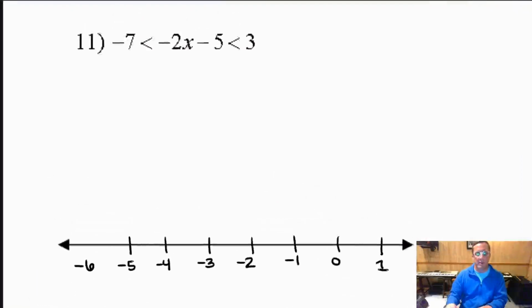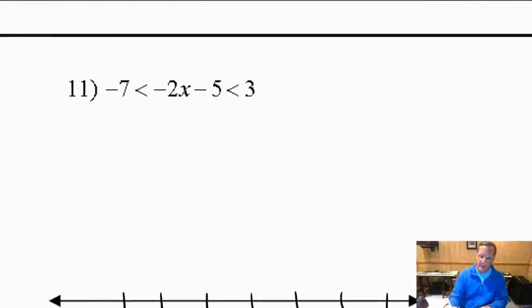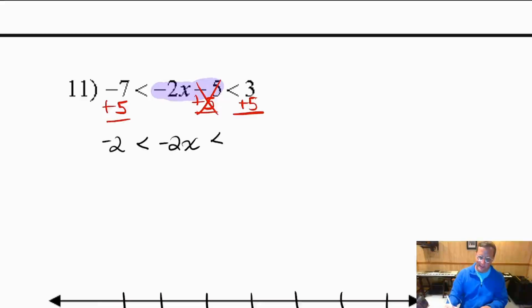All right, for number 11, do the same thing. Let's focus in on that middle part. We want to get x by itself. So let's add 5 to everything. Those cancel off like we want them to. And now we have negative 2 is less than negative 2x, which is less than 8.